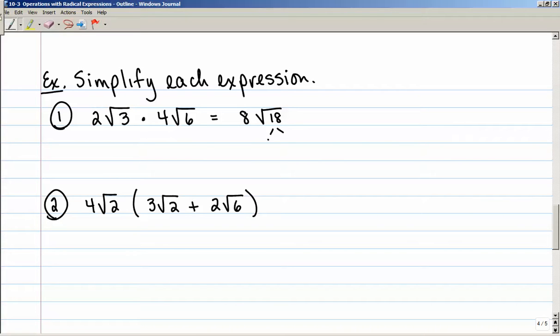But 18 can be simplified. That's a 9 and a 2, and a 3 and a 3. These 3's will become 1 3 outside, times the square root of 2. So this is going to be 8 times 3 square root of 2, or 24 square root of 2.